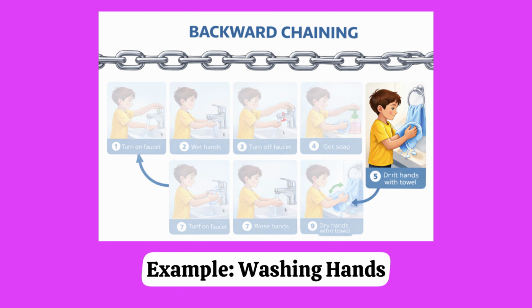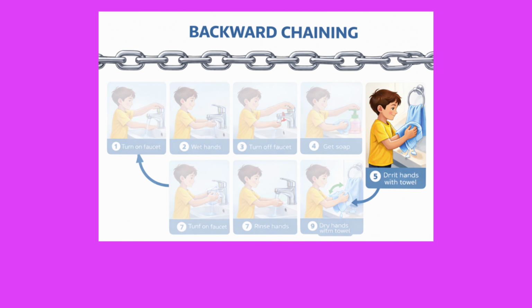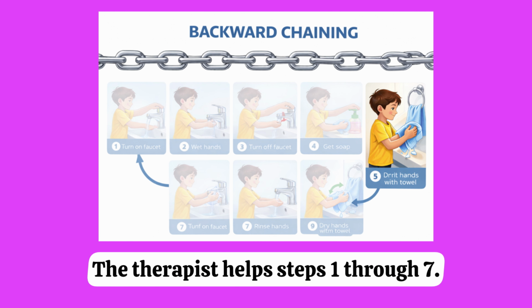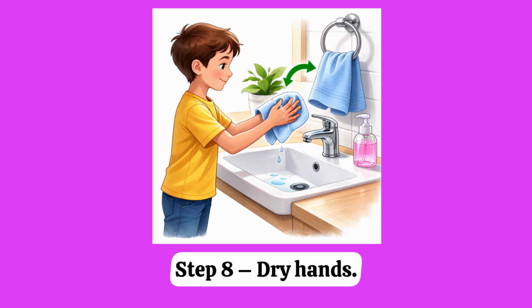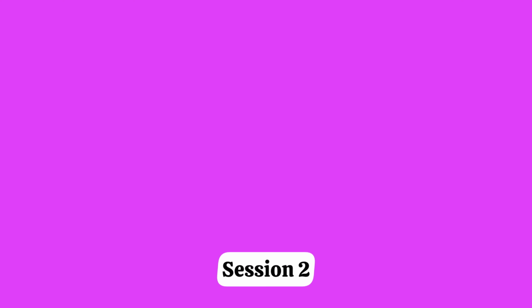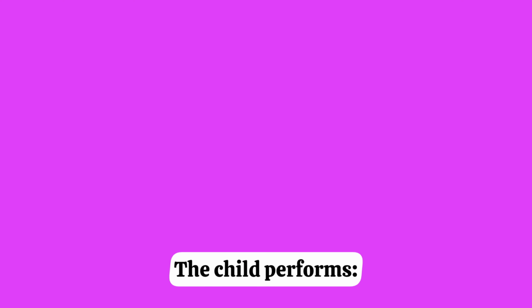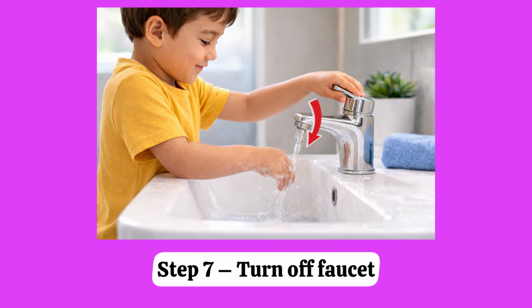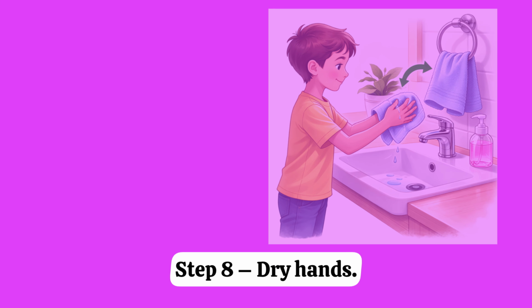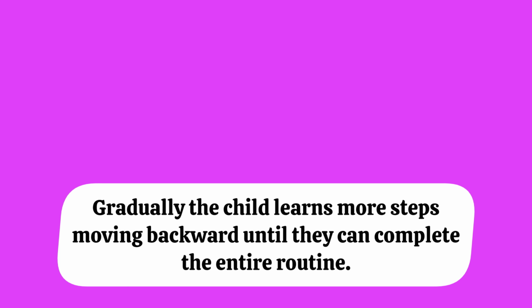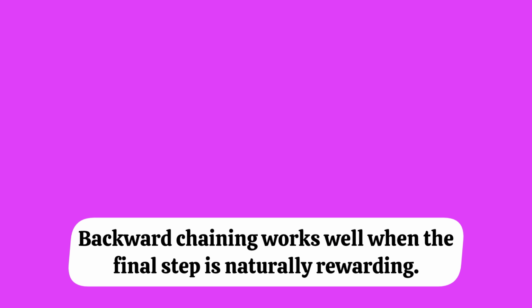Example: washing hands. Session 1. The therapist helps with steps 1 through 7. The child performs step 8, dry hands. Session 2. The child performs step 7, turn off faucet, and step 8, dry hands. Gradually, the child learns more steps moving backward until they can complete the entire routine. Backward chaining works well when the final step is naturally rewarding.